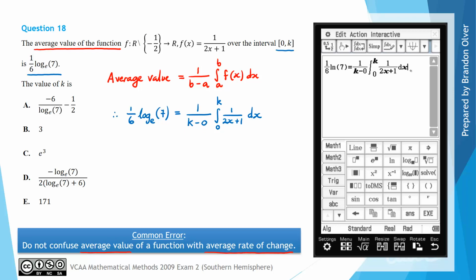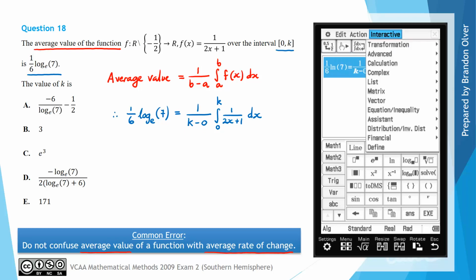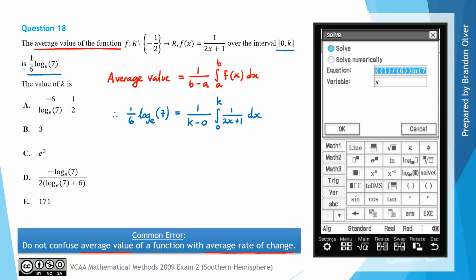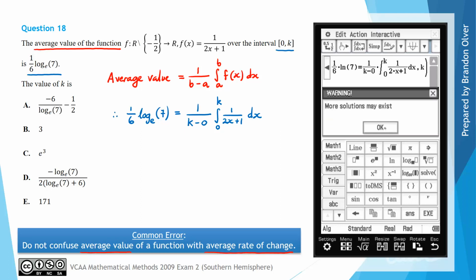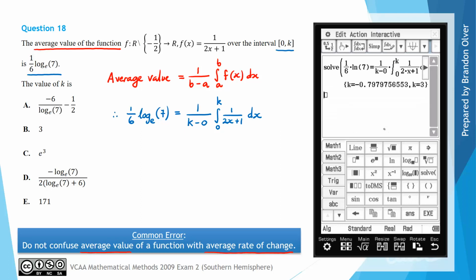And now instead of just hitting execute, this is actually an equation that we're solving. So we're going to go interactive, equation, equality, solve, but we don't want to solve for the variable x. We were asked what the value of k was. So replacing the variable with k there, we can now hit OK, and that will solve this equation for us. So we actually get two possible values of k. One is negative 0.79 and the other one is k equals 3.